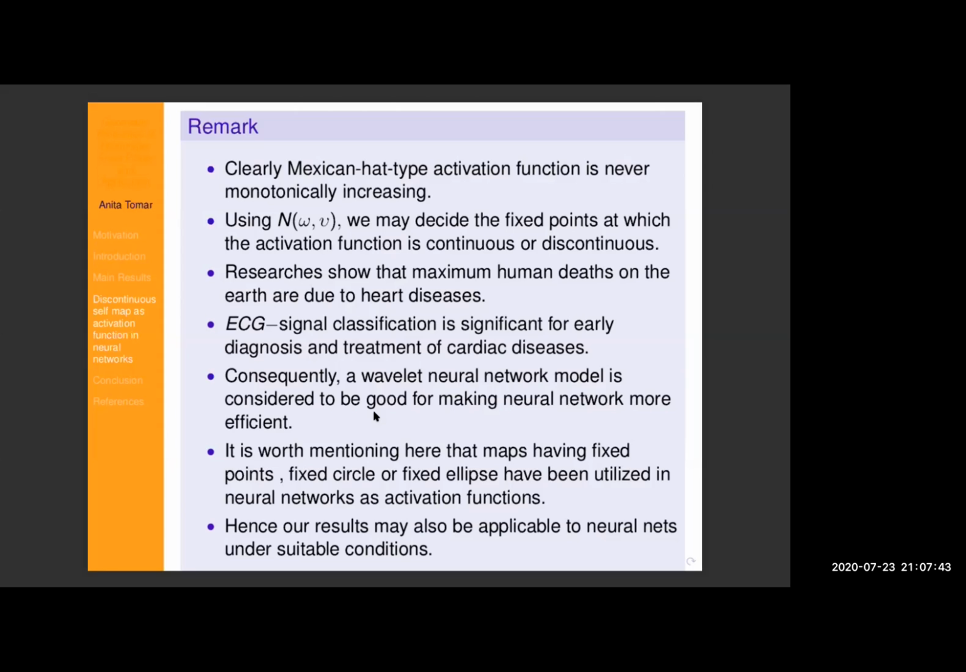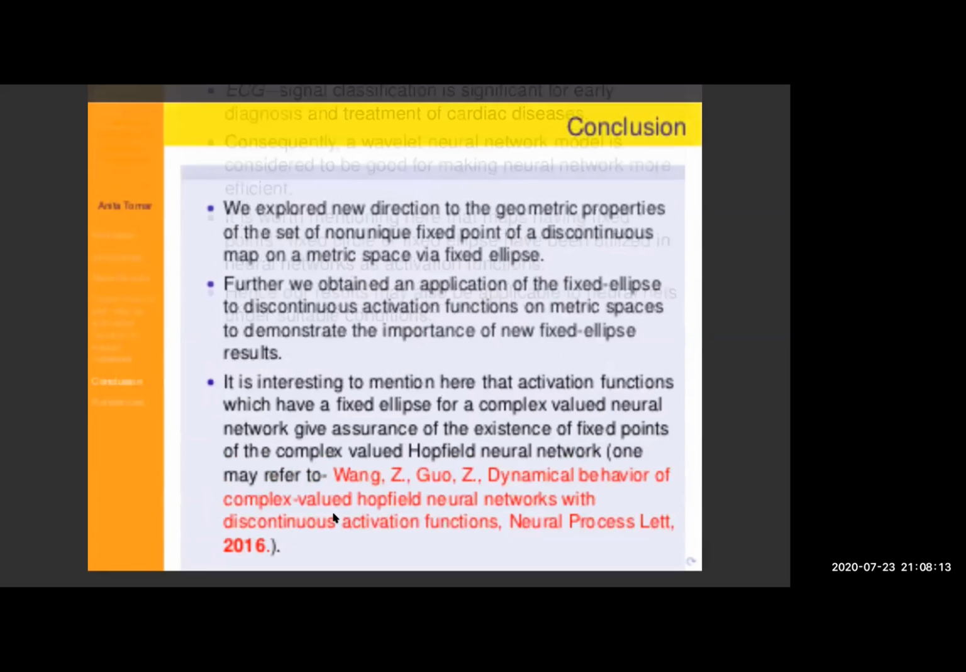Researchers show that the maximum human deaths on the earth are due to heart disease. So ECG signal classification is significant for early diagnosis and treatment of cardiac diseases. Consequently, a wavelet neural network model is considered to be good for making neural networks more efficient. So it is worth mentioning here that maps having fixed points, fixed circles, or fixed ellipses have been utilized in neural networks as activation functions. So our results may also be useful to neural nets under some suitable conditions.